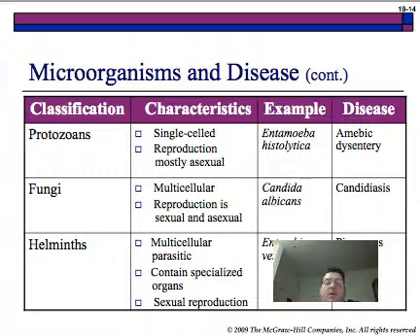Fungi are multicellular, and reproduction is sexual and asexual. An example is Candida albicans, which causes candidiasis. Helminths are multicellular and parasitic, with specialized organs for sexual reproduction. An example is Enterobius vermicularis, also known as pinworms.